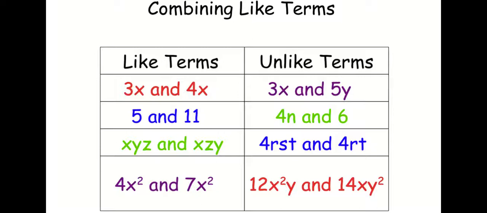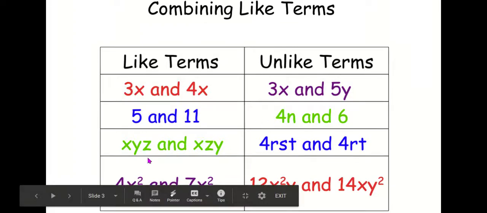Okay, I hope you paused the video and tried to figure out how the like terms were alike and how the unlike were unlike. When we look at this, the like terms have the same variable, even though they have a different coefficient. Over here, these are unlike because they have two different variables. For this one, we have two constants, the 5 and the 11. For this one, we have 4n, which has a variable, and 6, which is a constant.